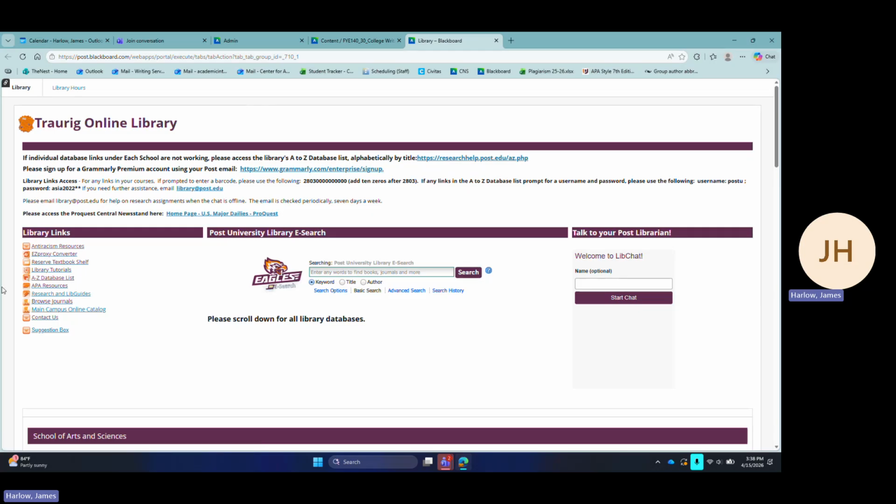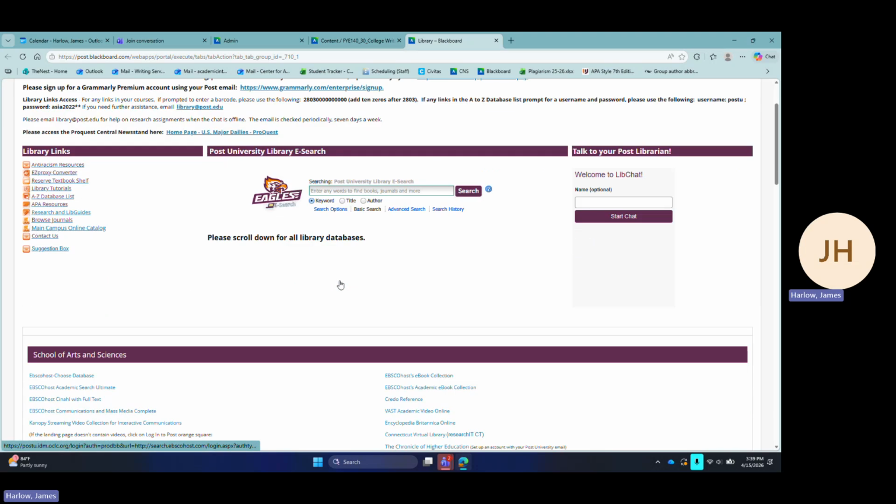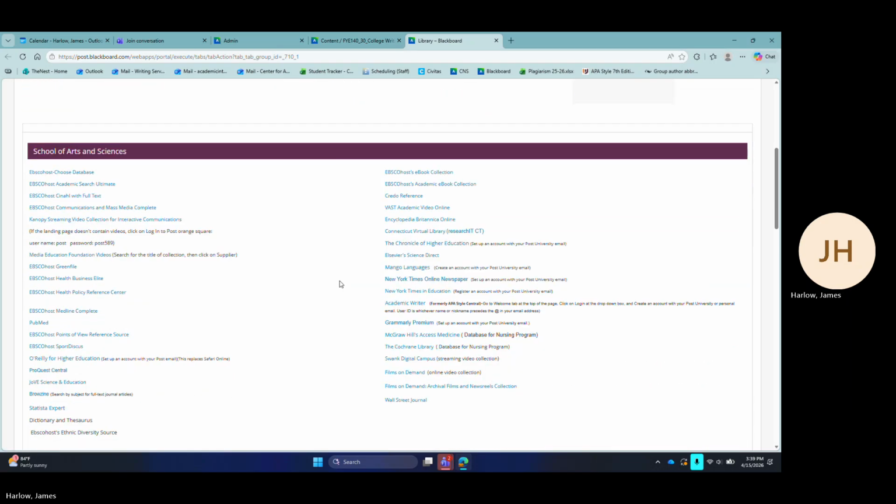There's, of course, different ways that you can navigate their collection. You can go to the A to Z database list. They also have APA resources, but you can scroll down as well. And you can even use that points of view reference source that we used previously. That's another great platform to check out.